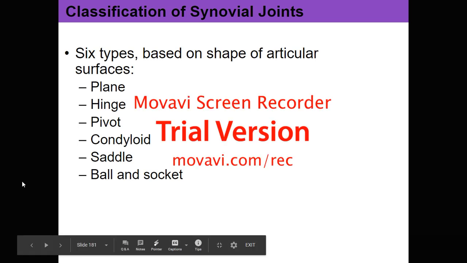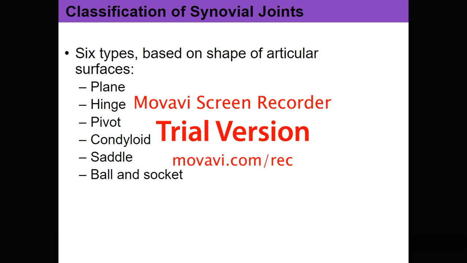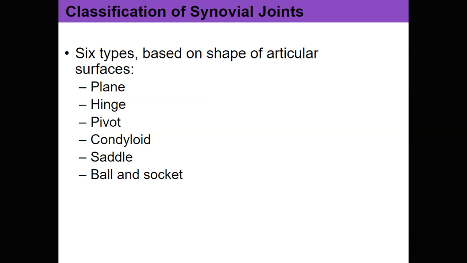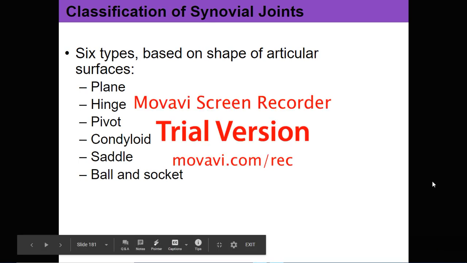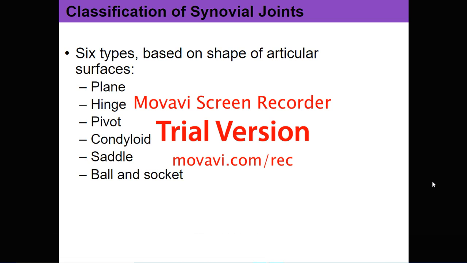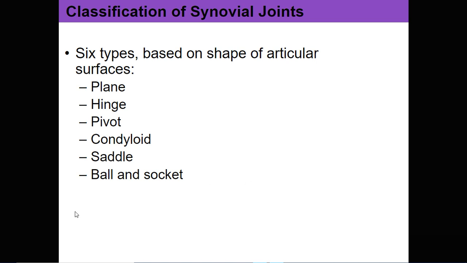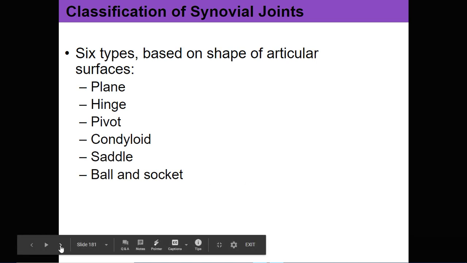All right, so we talked about these 6 types of shapes of articular surfaces, but let's go into more detail about each one in the next few slides. So let's talk about these 6 types of shapes of articular surfaces.